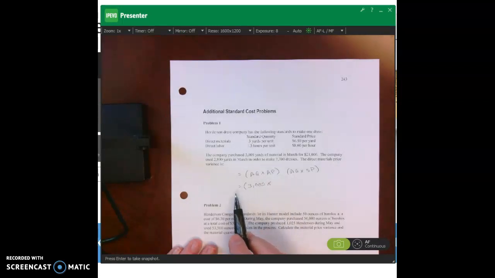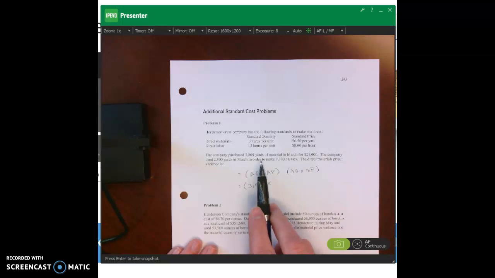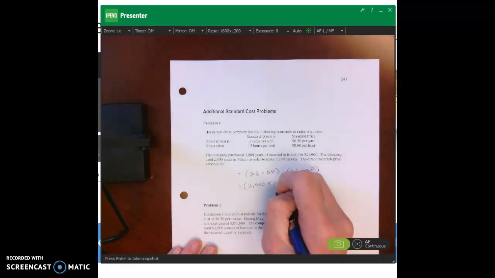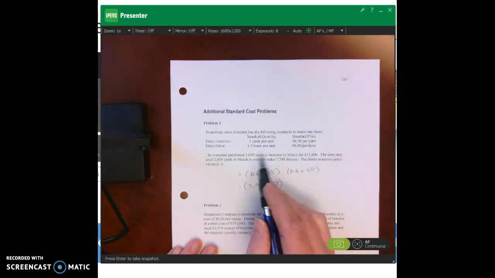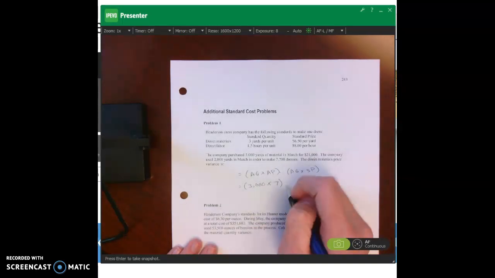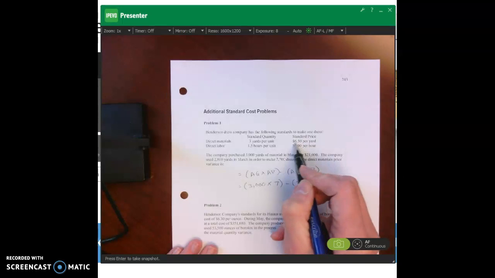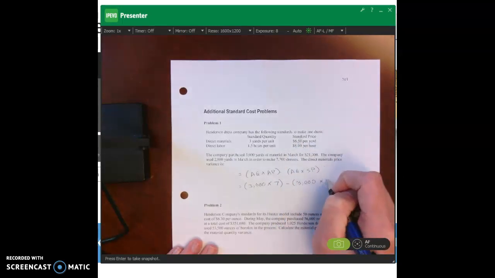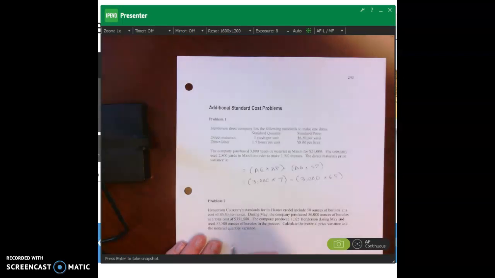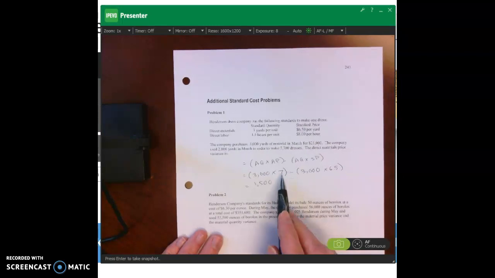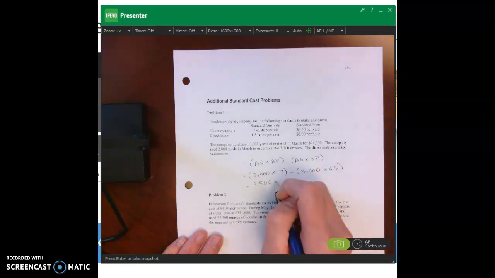Well, how can we figure that out? That's given to us. We purchased 3,000 yards for $21,000. That means we paid $7 per yard. 21,000 divided by the 3,000 gives us $7 per yard. Minus our 3,000 yards that we actually purchased, and here's our standard price, $6.50 per yard. When you do the math, you get 1,500, and then it will be unfavorable because you paid more than the standard.